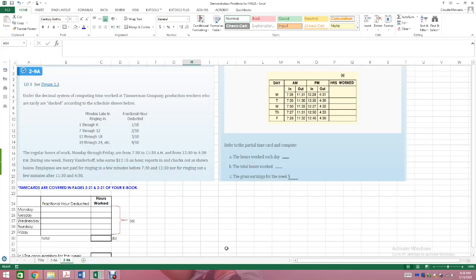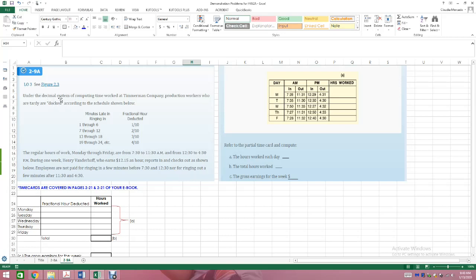Now the second problem that I'm covering, this is the one that students really struggle with, because it includes time cards. So we have to read and interpret the information provided in the time card. I've copied the problem from the book.